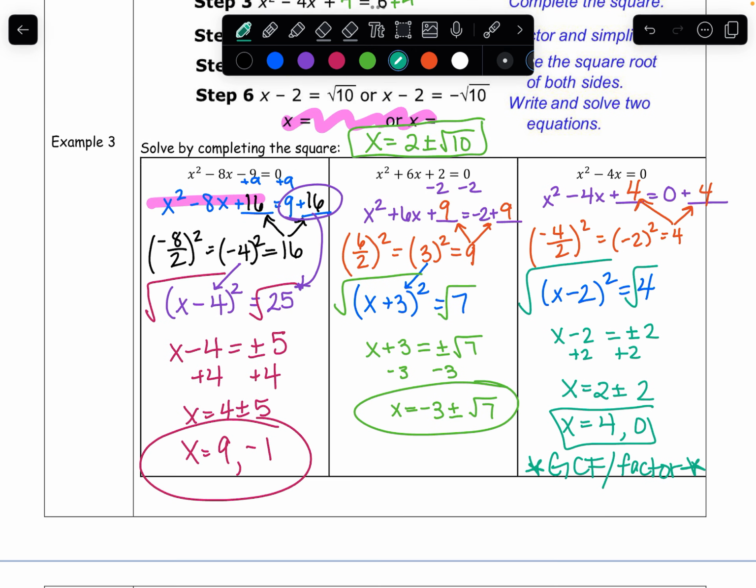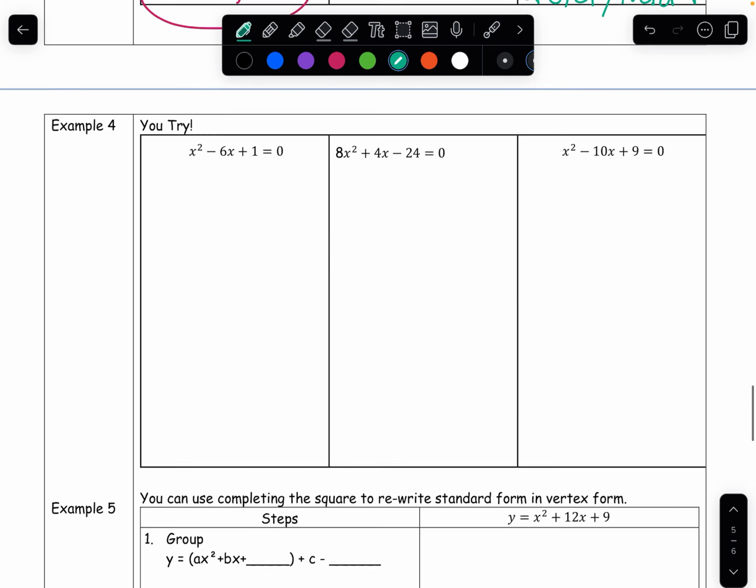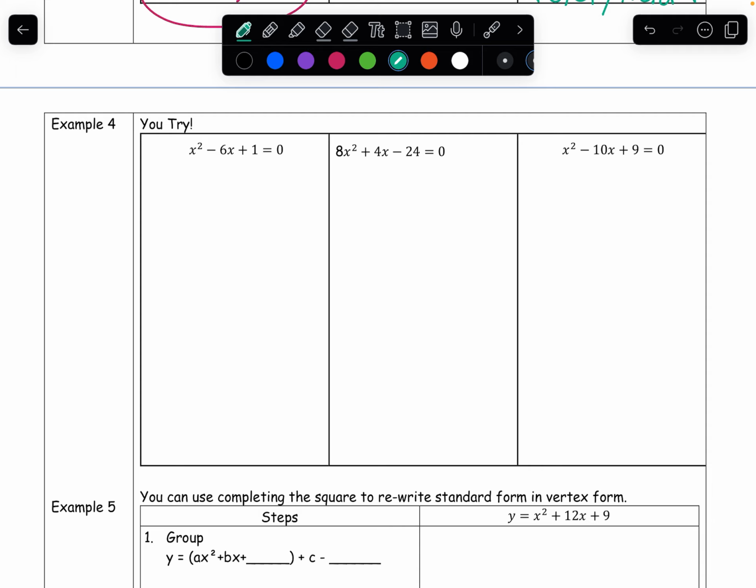Okay. So that is solving by completing the square. What I want you to do is I want you to try example 4, and we're going to go over the rest in class. Bring your questions to class.